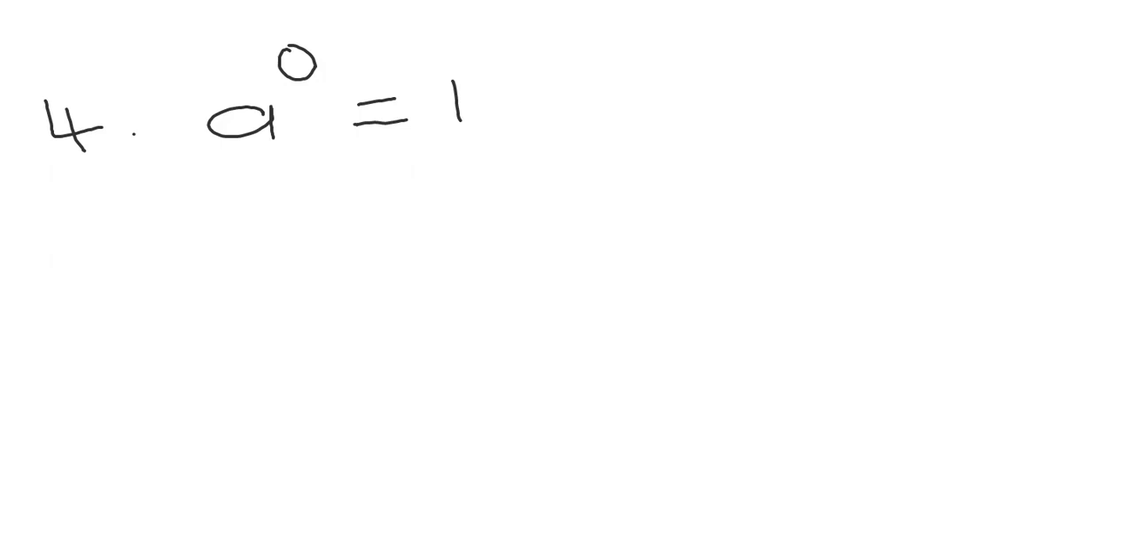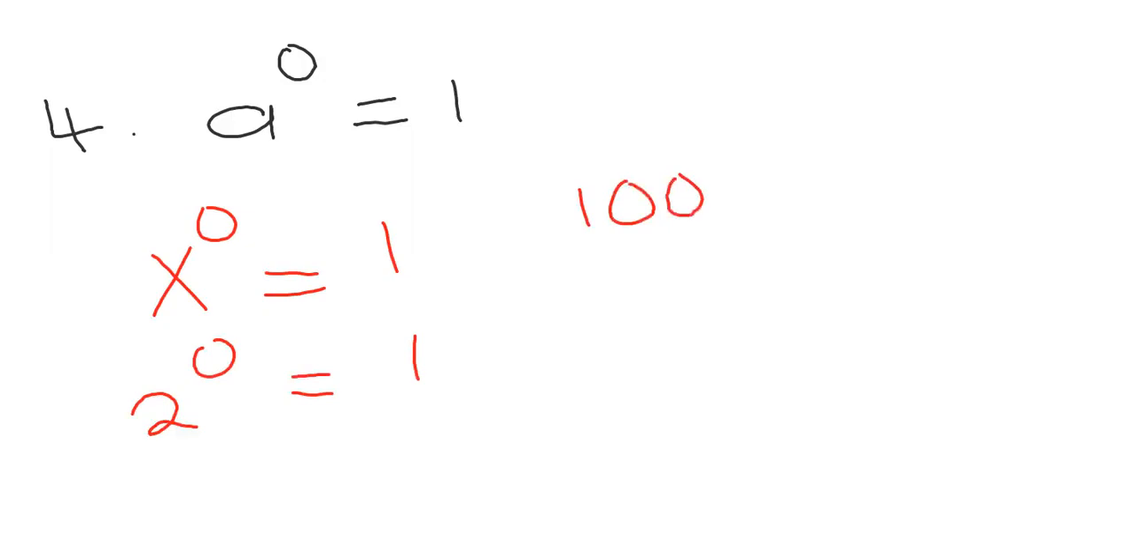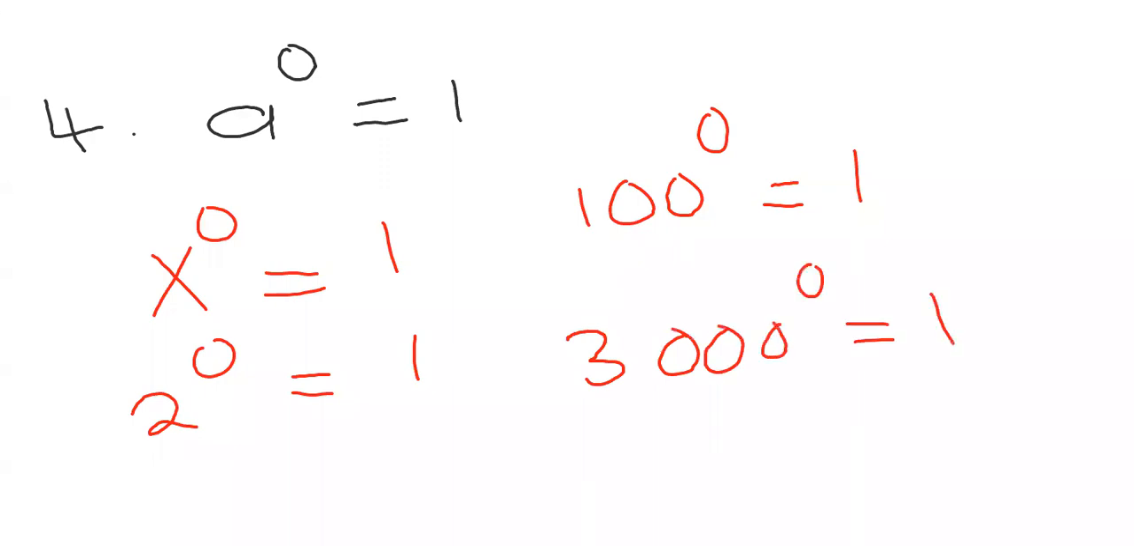So, for example, x to the power 0 is 1. 2 to the power 0 is 1. 100 to the power 0 is 1. 3,000 to the power 0 is 1. Any number, any variable, any base raised to the power 0 is 1. That's how simple that rule is.